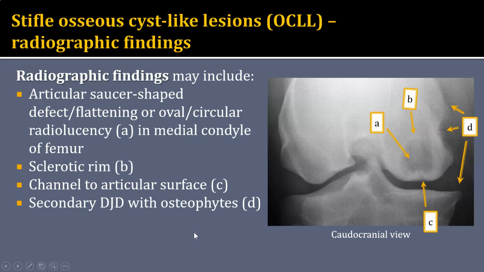I'll take a little tangent because we didn't really talk about it in the tarsus, but the osteochondrosis lesions in the tarsus are not as commonly leading to secondary degenerative joint disease.